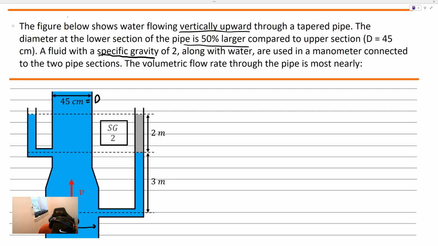Additionally, it mentions some stuff about specific gravity here. If we quickly think about what a specific gravity is, it represents a ratio of two densities, the density of some substance related to water. Additionally, it could represent the product of density times gravity in relation to water's density times gravity. Density times gravity is the specific weight. So it represents a ratio of densities or a ratio of specific weights, and that's called the specific gravity. It's mentioned because this fluid in this manometer has a specific gravity of 2, so we're going to need to use that.